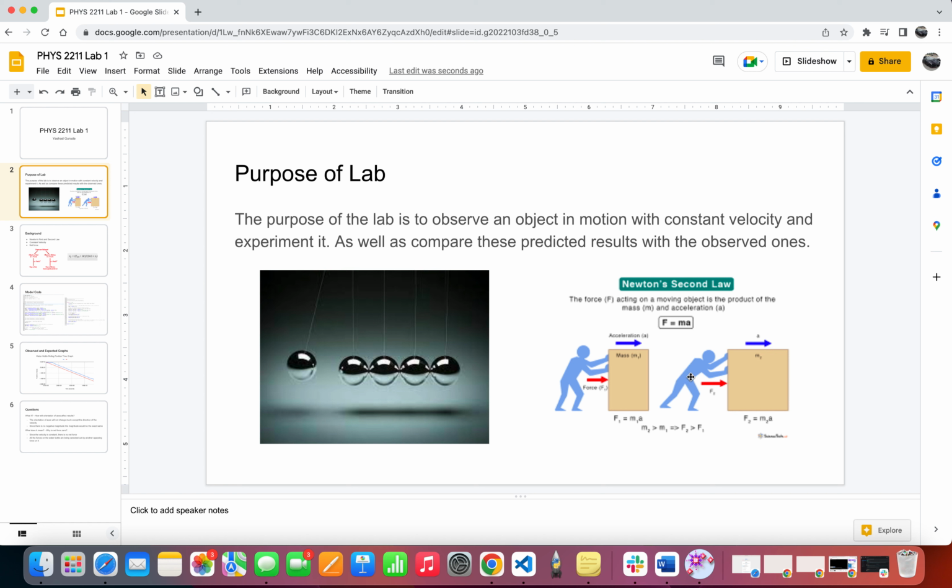And here are some pictures that show Newton's first and second law. This one shows Newton's first law: an object in motion will stay in motion. Like this pendulum, the balls will hit each other and they'll stay in motion unless someone stops it. And this one is Newton's second law. The force F acting on a moving object is the product of the mass and acceleration, so F equals ma.